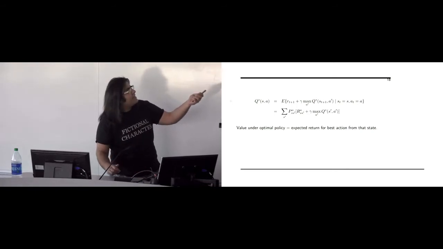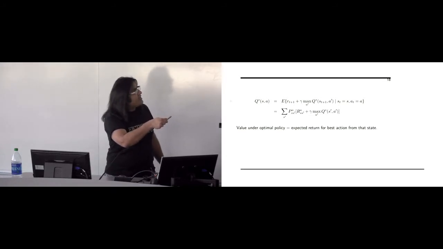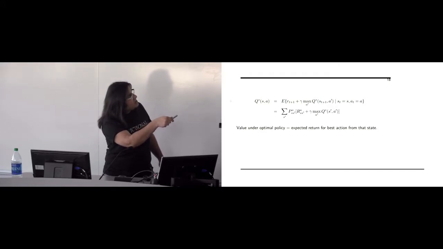What about Q star of S, A? What if we want to solve for Q star instead of V star? Well, Q star of S, A, as we said before, is the expected return over time, which starts with the immediate reward in the next state plus gamma max over A prime. This is another action that you would take at the next state, which on its own is equal to the transition probability of going from state S to S prime given action A, times the reward that you would receive, plus gamma max over A prime of Q star of S prime, A prime.